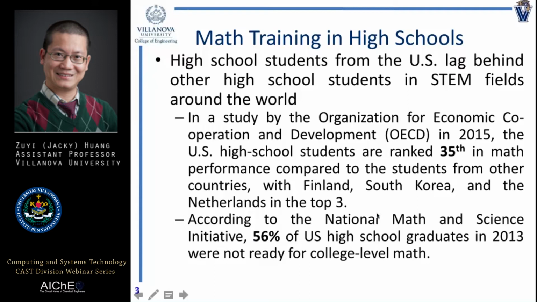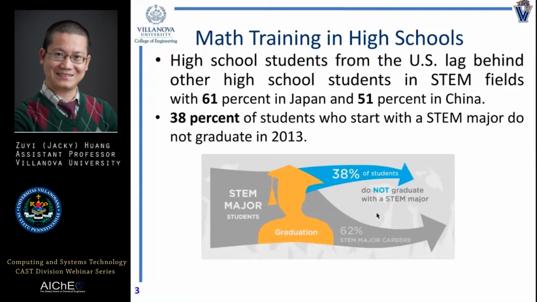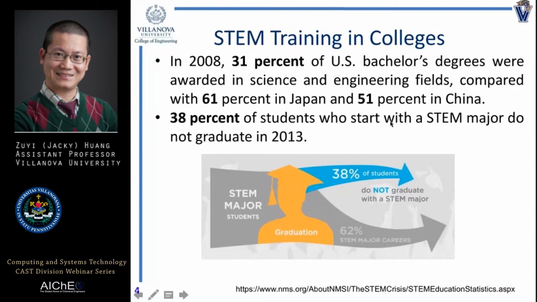So you may wonder whether the situation is better for college students. Actually, it's not better. So here is some information compared to Japan and China. In 2008, we had far fewer students awarded degrees in the STEM field. Even when some students pick the STEM field as their major, 38% of them fail to graduate in time.